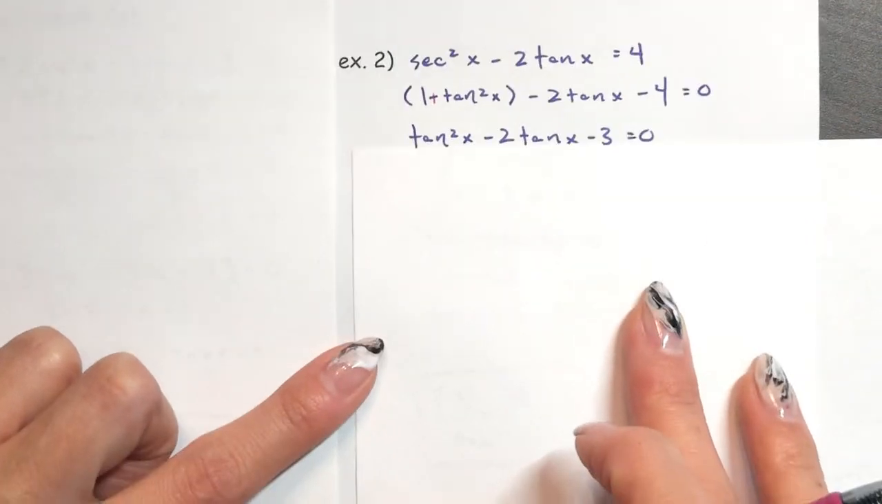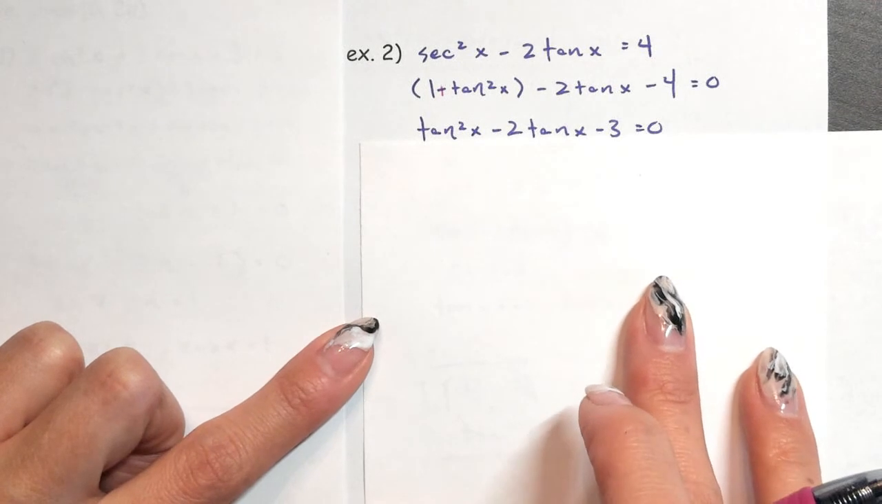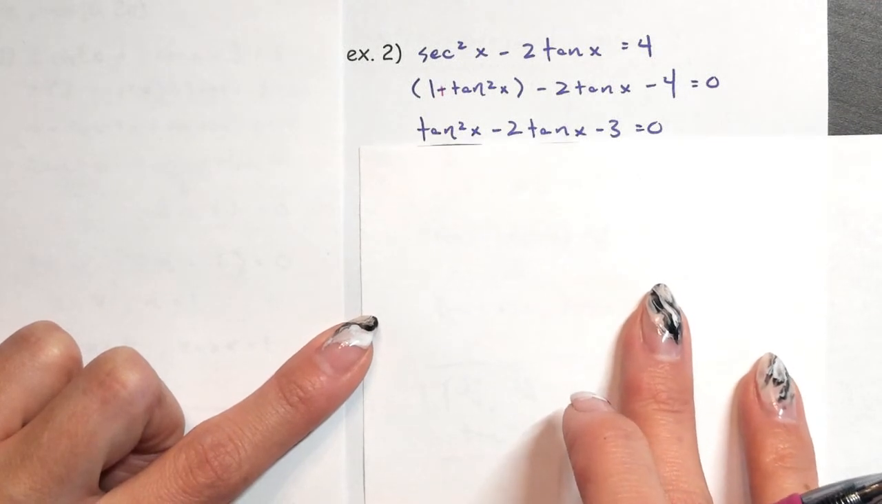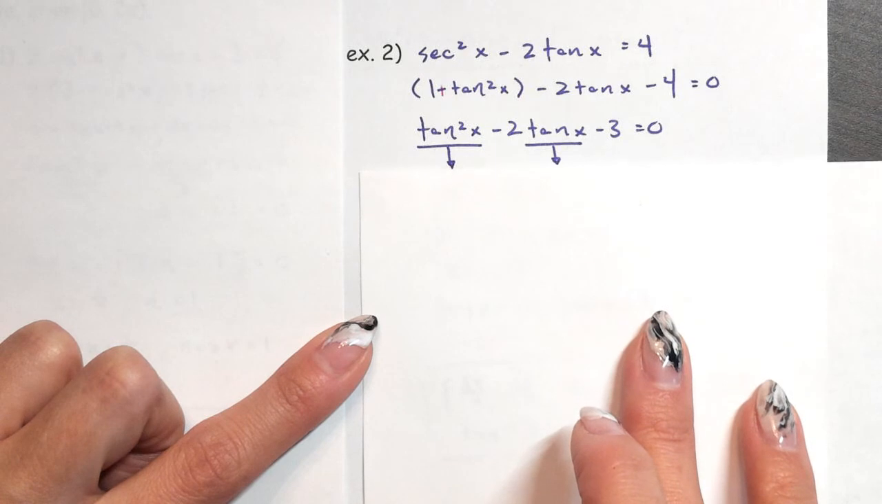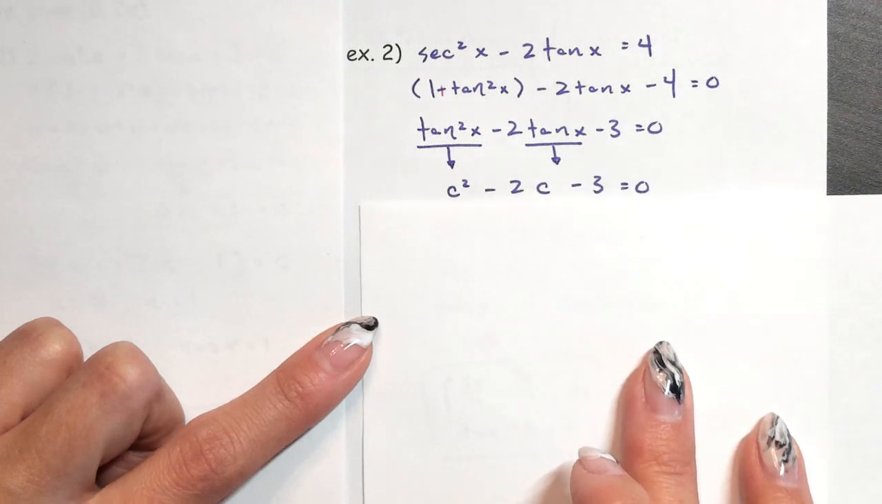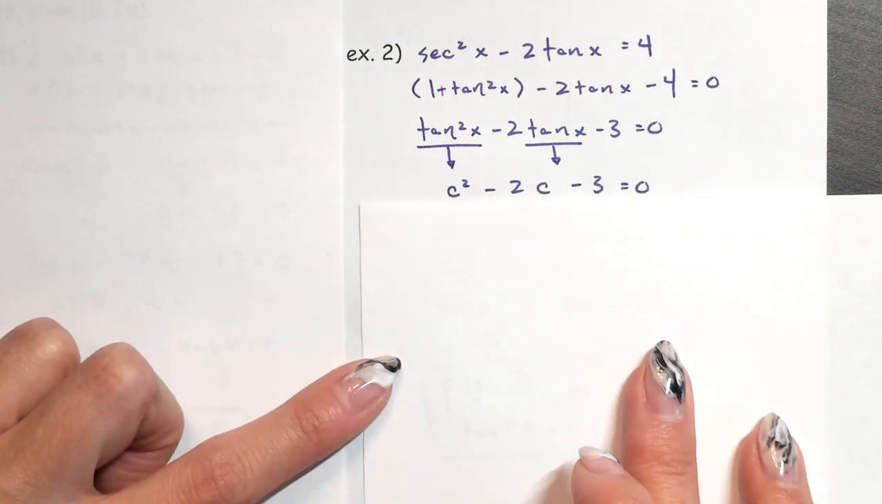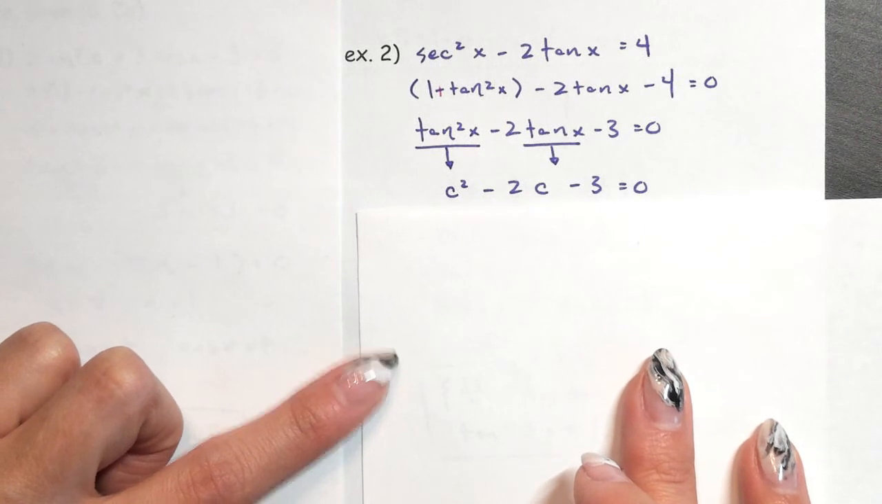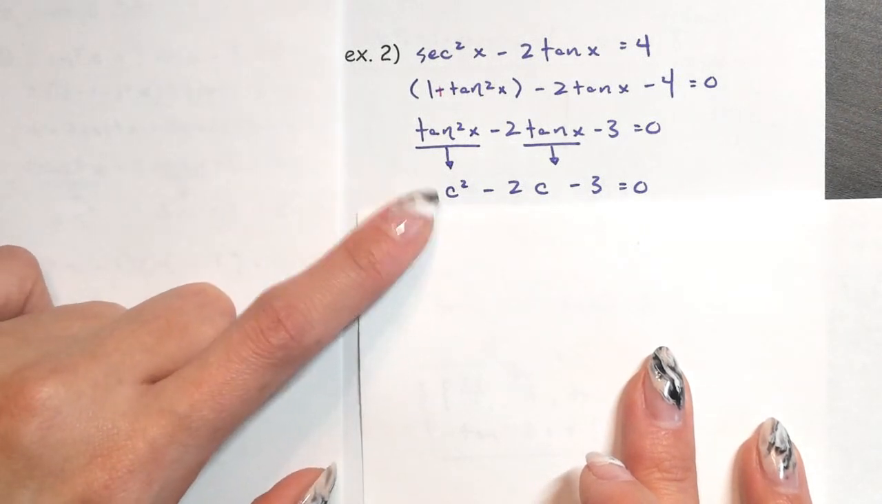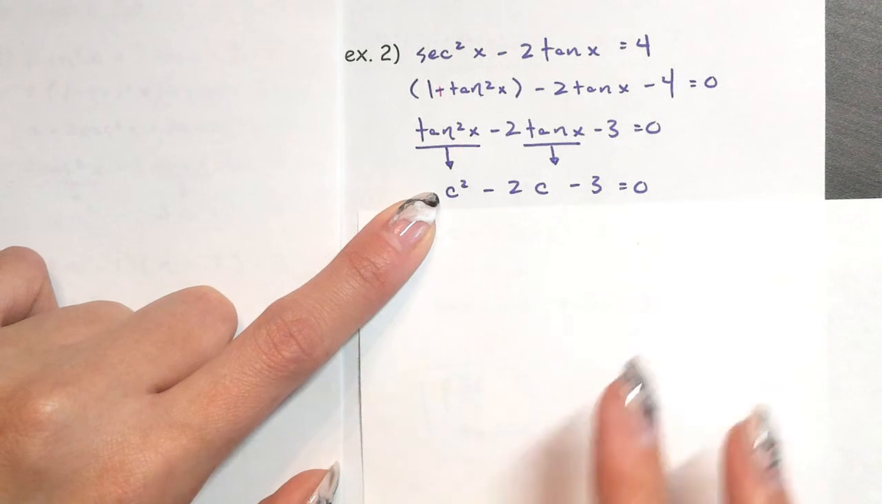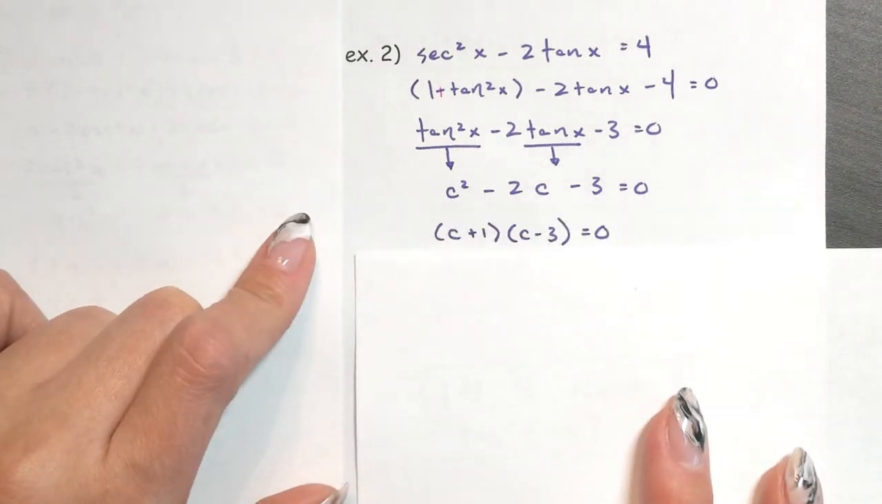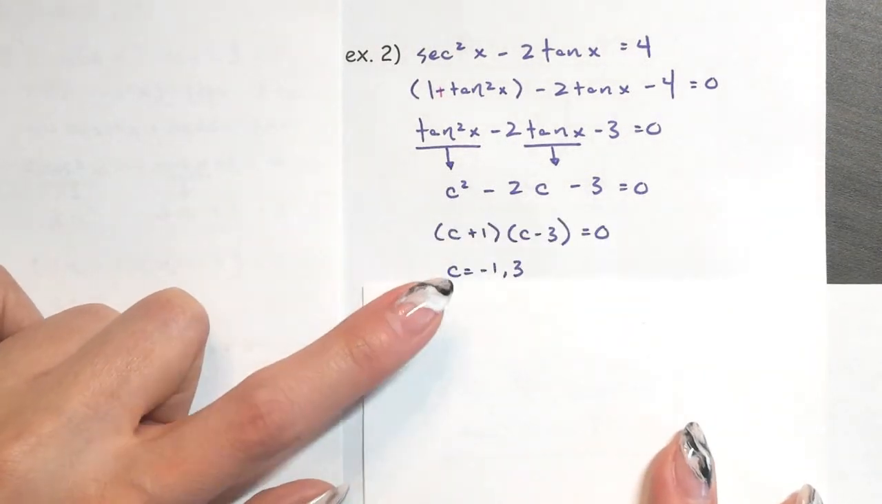Okay, so if you can do this part in your head, that's fine, but I'm going to replace my tangents with another letter. I used C this time. Do you have to use C? No, you can use whatever you want. But for me, that's a little bit easier to look at and be able to factor in my head. So I factor, I solve for C. Is that my final answer?